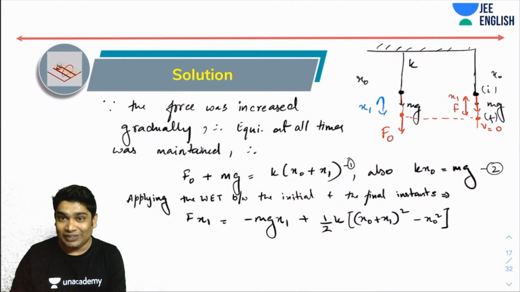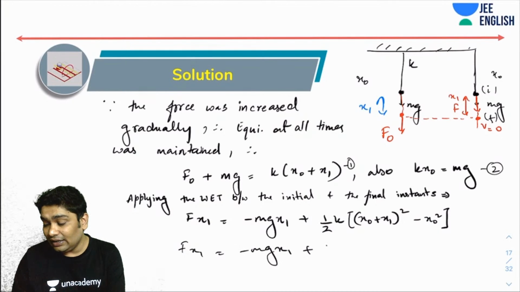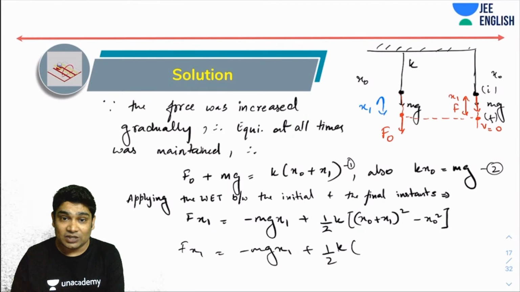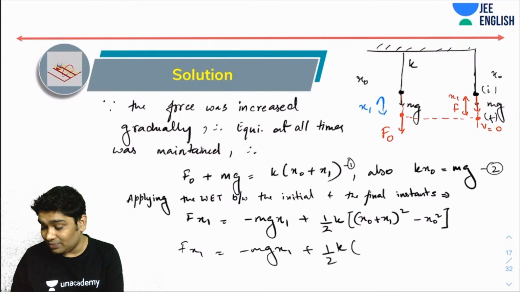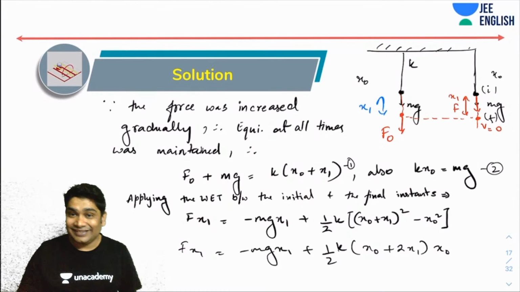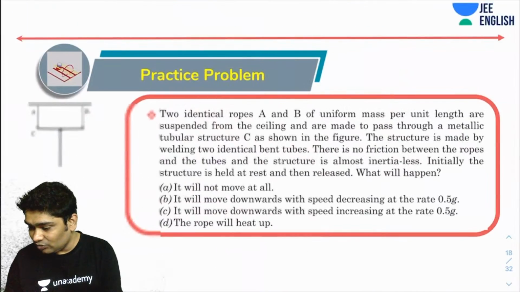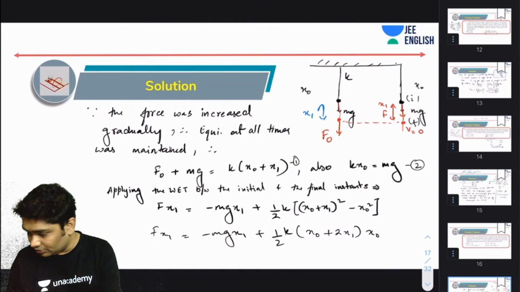So I will continue to solve then. From here what I will say is that Fx1 would be equal to minus mgx1 plus half k times, this will be a square minus b square, so that is a plus b into a minus b. So a plus b, which is x naught plus 2x1, into a minus b, which is x naught. Right? Okay, great. I hope this also should be easy. So let's move on to the next page, and let me add a page here for the solution.